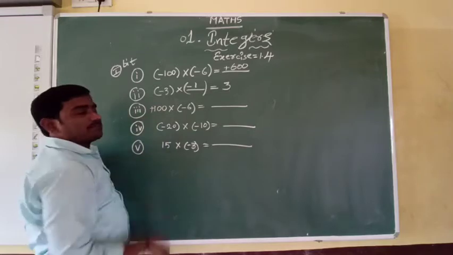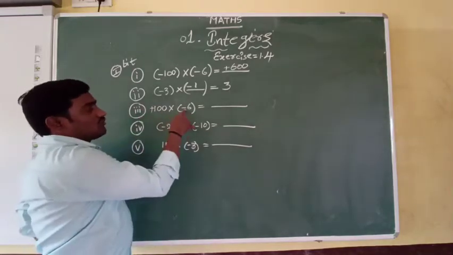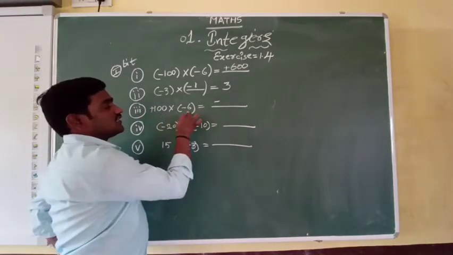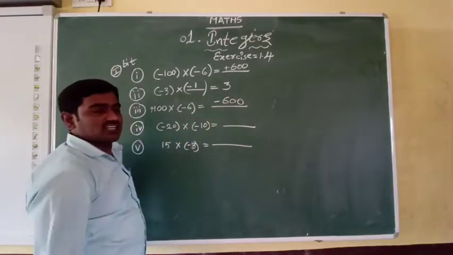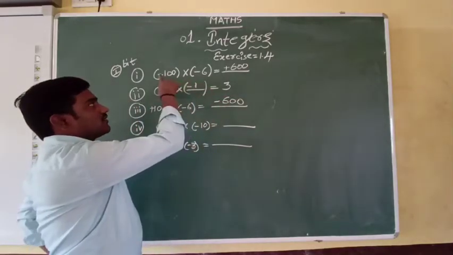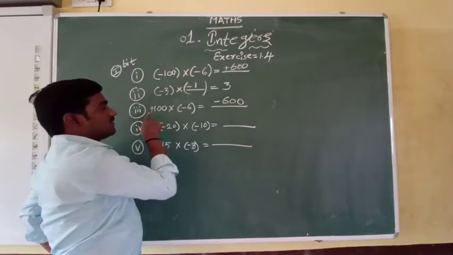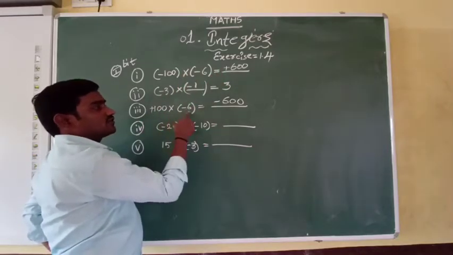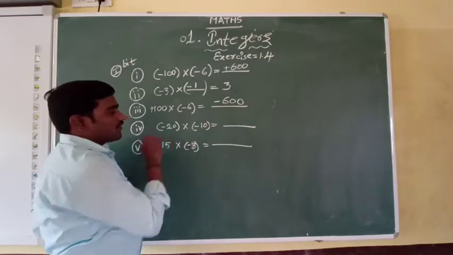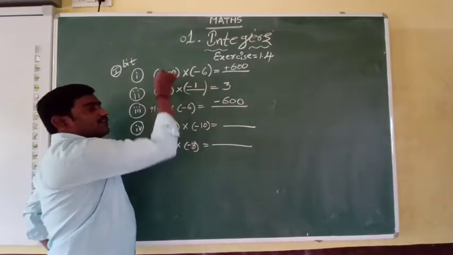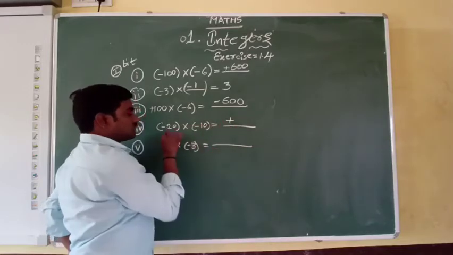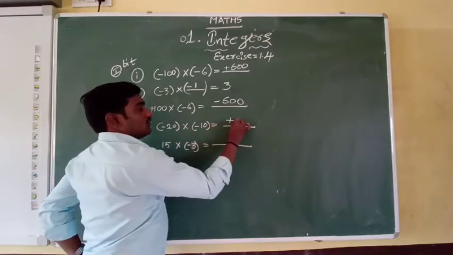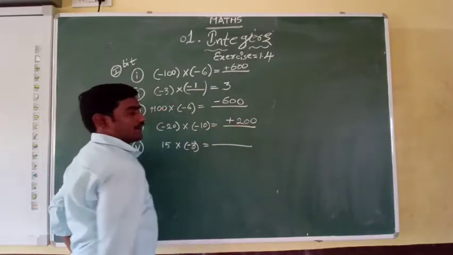Before 100 there is nothing, but it is plus. Plus into minus is minus, 6 into 100, that is 600. This is minus 600. Earlier we got plus 600 because minus into minus is plus. Here plus into minus is minus, so 100 into 6 is minus 600. Now here, same as the first one, minus into minus is plus, 20 tens are 200.